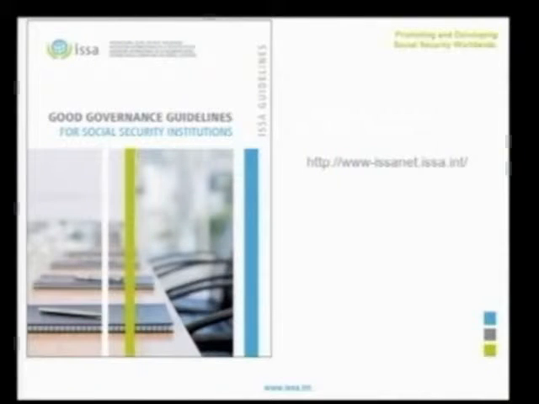The ISSA Good Governance Guidelines for Social Security Institutions is a self-assessment toolkit and is available in the 4 official languages of ISSA, namely English, French, German, and Spanish. You can access the toolkit directly through the ISSA extranet. And let me be the first to assure you that the toolkit is very user-friendly.